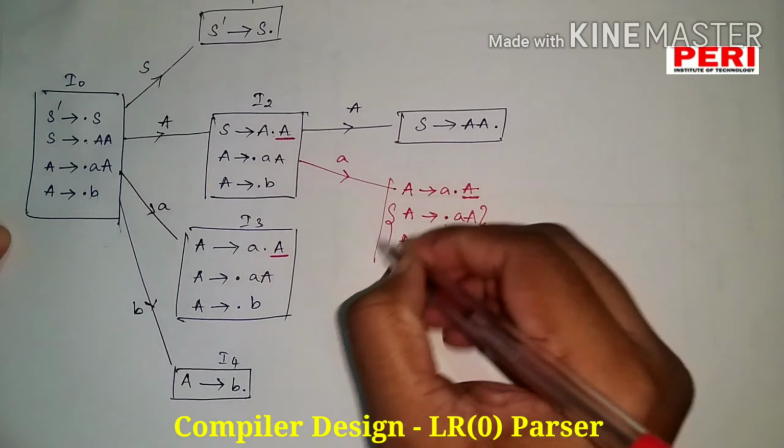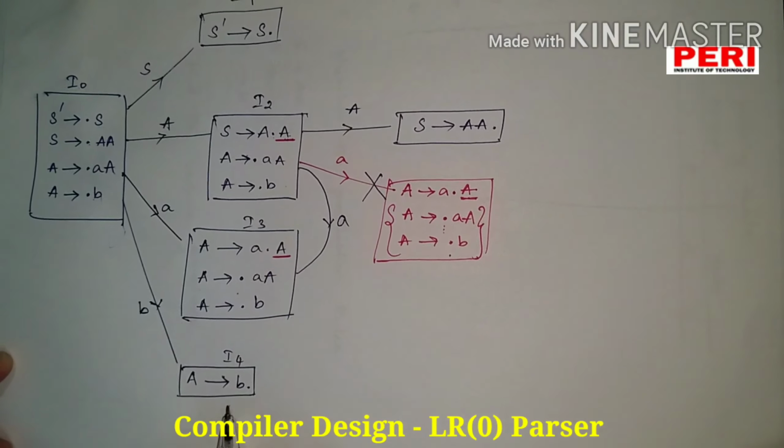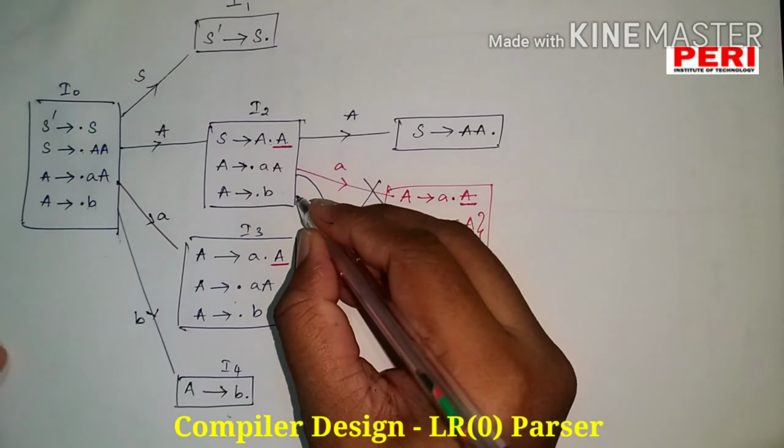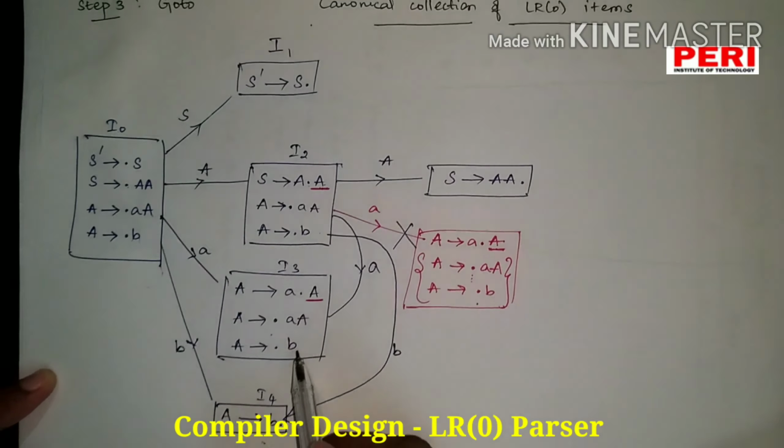Coming to this production, A tends to dot B, we have to move the dot one step to reach the end of the production. If that is the case, I will be getting A tends to B dot. I have it already, so I am just going to link it with this state by specifying it as B. Hope that is clear. Instead of creating a new state, if the state already exists, we just connect it with that state. Now coming to I3.